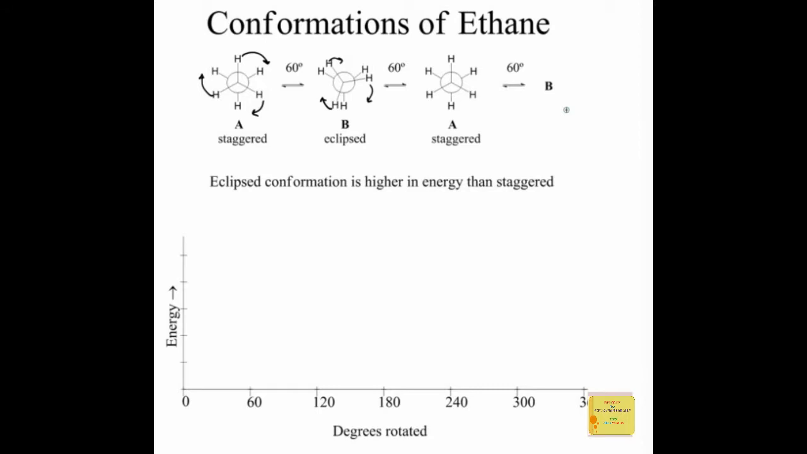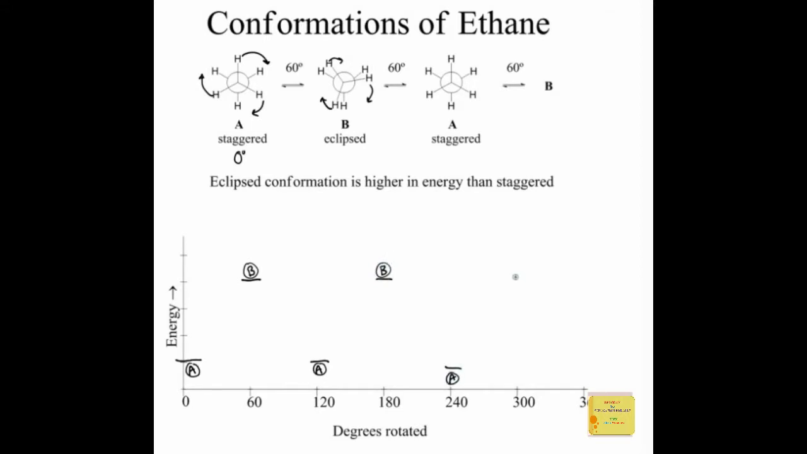So if we were to trace our energy curve, at 0 degrees initially, we would be at a staggered conformation that is a low energy conformation. And then after 60 degrees, we will be at a higher energy conformation, the highest energy conformation, in fact, the maximum energy you can have. The least stable is when it's completely eclipsed. But then as you continue rotating, you come back down to your staggered conformation and then back up to eclipsed, down to staggered, and so on.